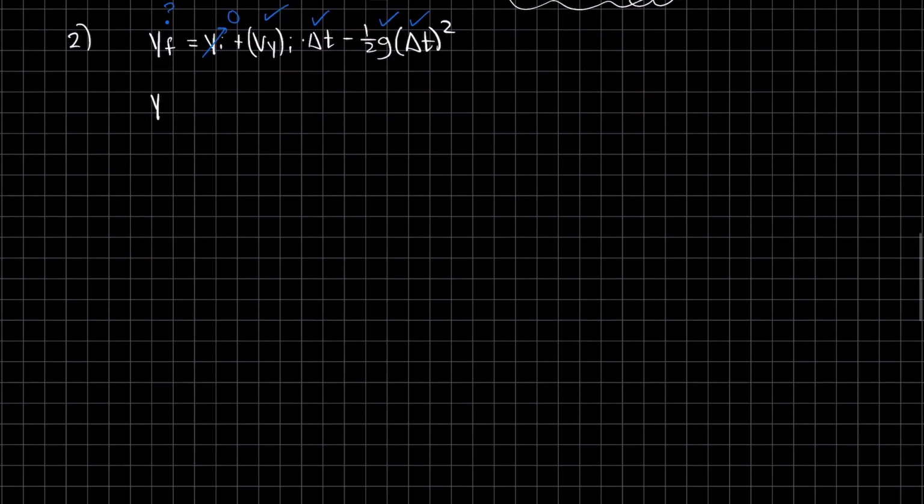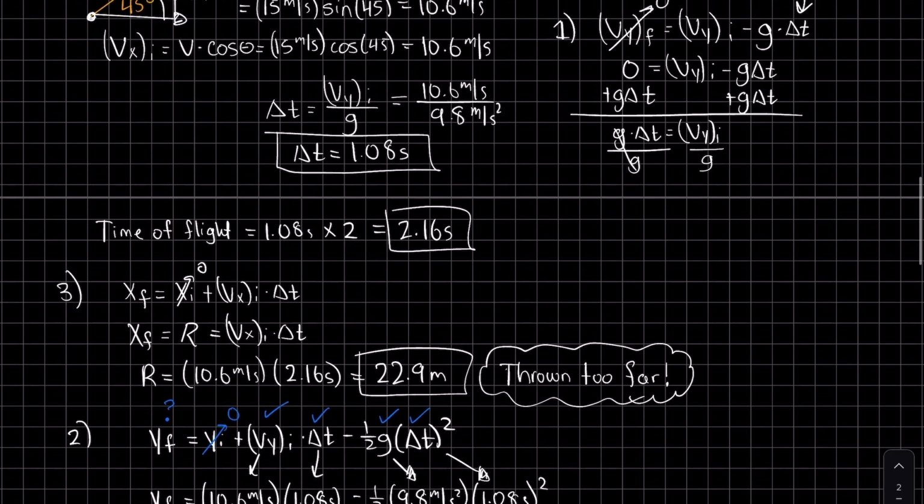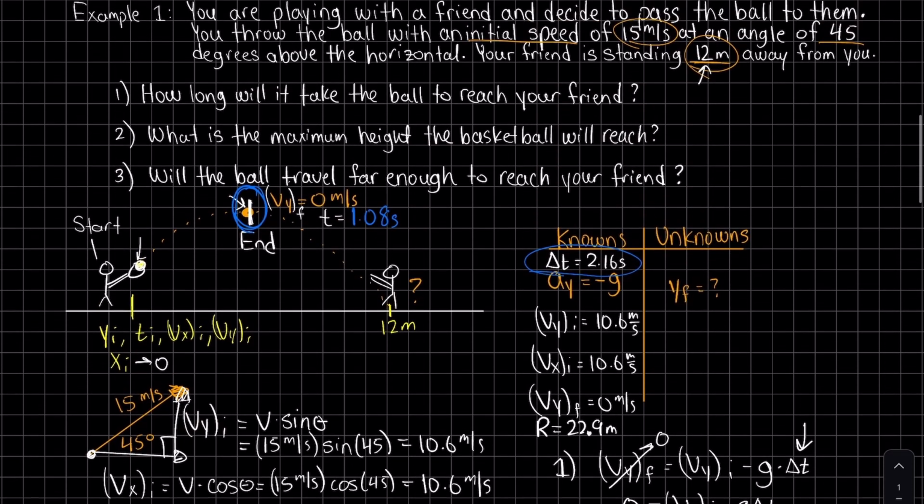So my final vertical position is going to equal 10.6 meters per second, my initial velocity, times 1.08 seconds, my delta t, minus half of 9.8 meters per second squared, that is my g, multiplied by that time squared. So there's everything plugged in straight from our knowns and unknowns. Leaving this for the calculator, we're going to get 5.7 meters. And that is going to complete all 3 questions for example number 1.